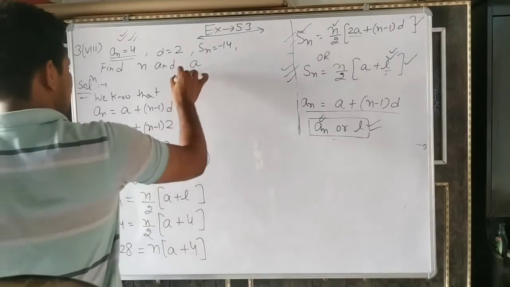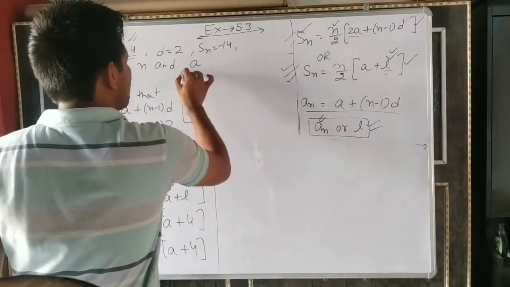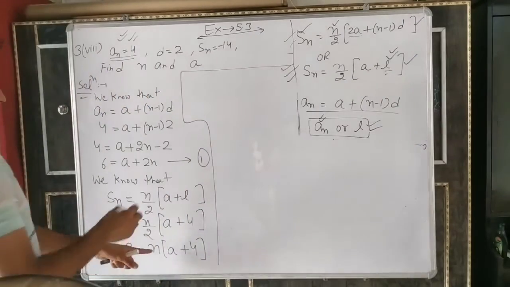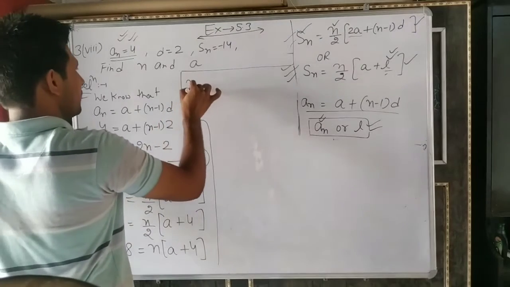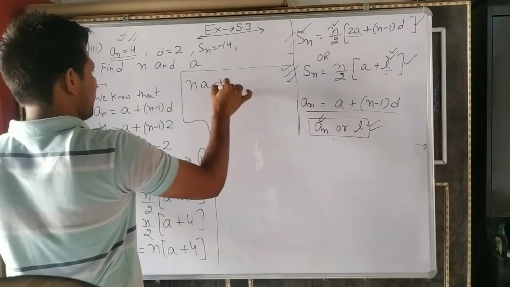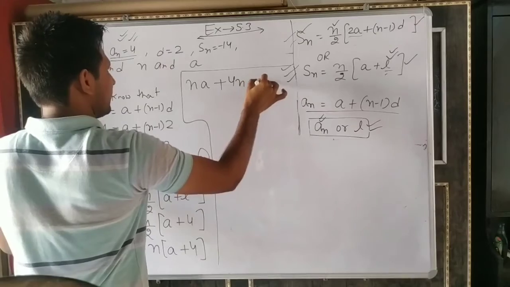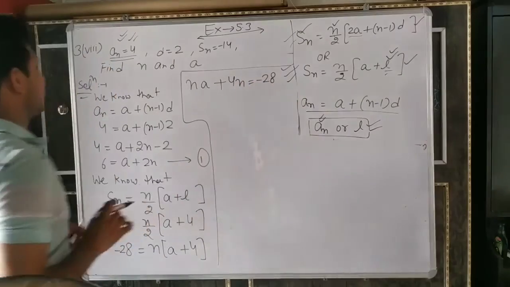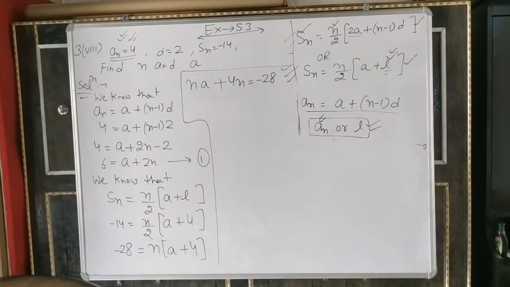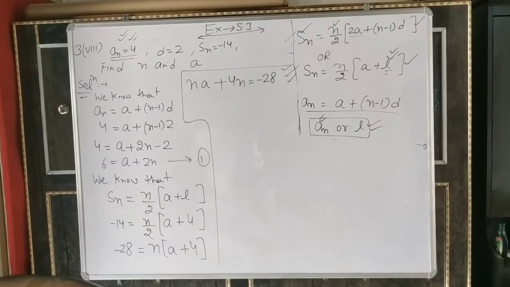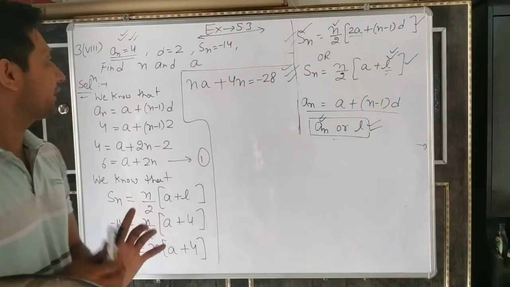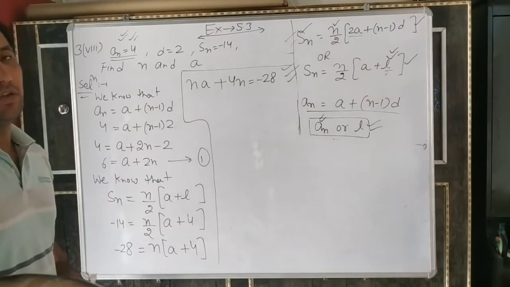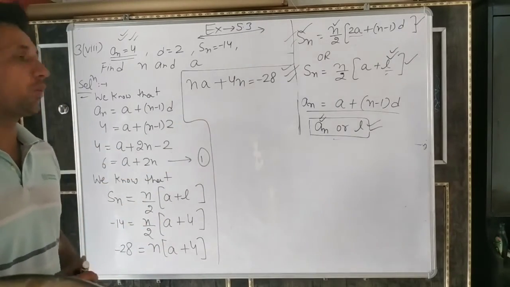Understand? Now dear, what we will do? Look at it. It becomes nA plus 4n equal to minus 28. Understand dear? Now what we will do? Here we have already made 2 equations. So now we have nA plus 4n equal to minus 28. It is also an equation in 2 variables.